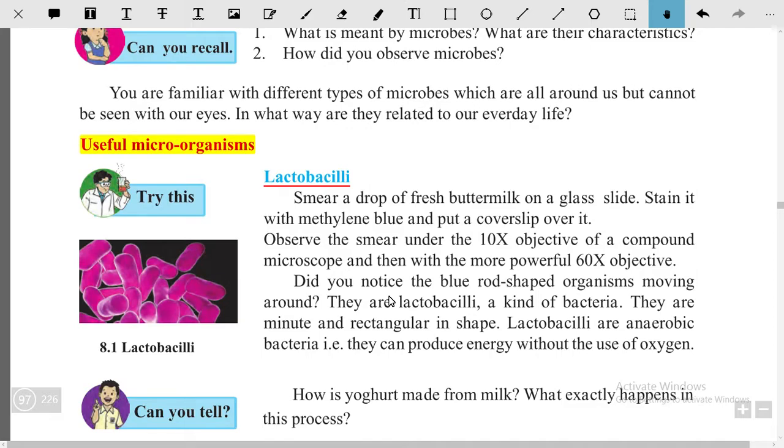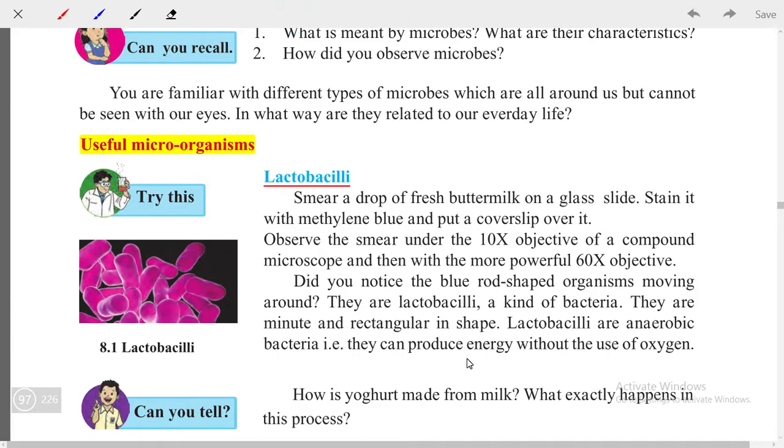Did you notice the blue rod shaped organisms moving around? तुम्हाला काय दिसेल काचपट्टीमध्ये? Blue rod shaped organisms moving around, and they are lactobacillus, आणि त्यांना lactobacillus असं म्हणतात. Where are they found? They are found in the buttermilk. म्हणजे buttermilk contains this type of bacteria or microorganisms.